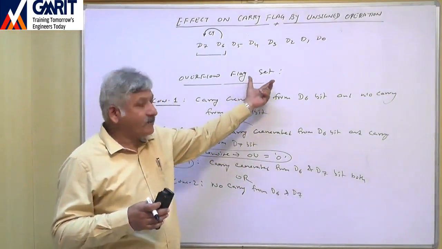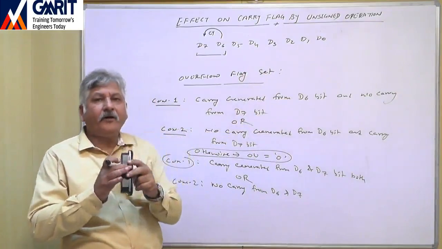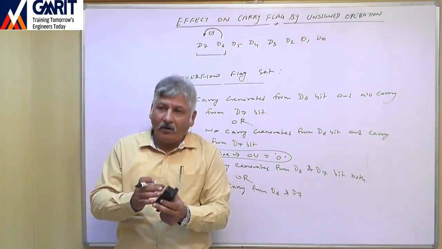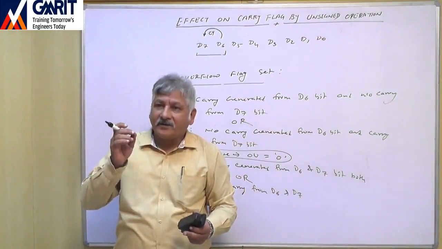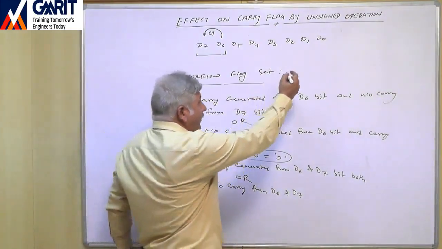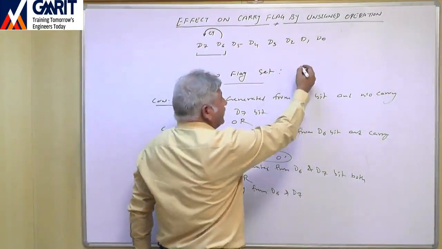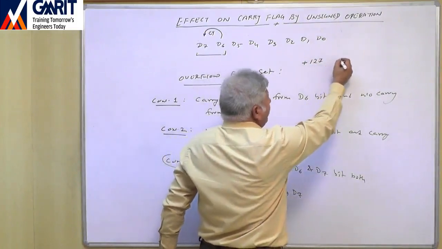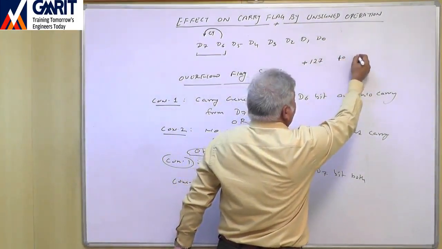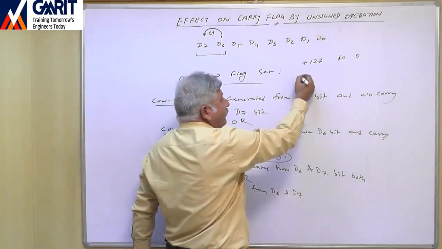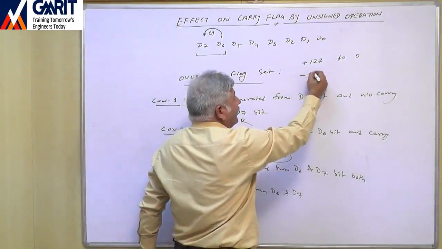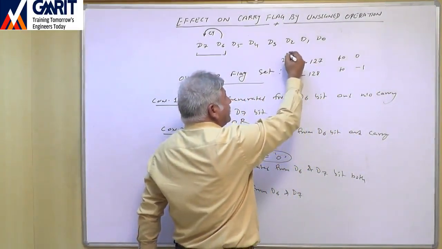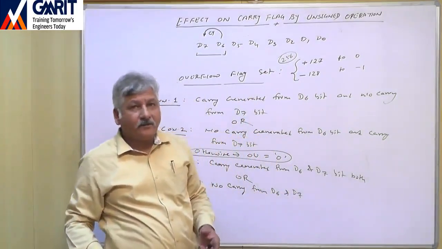And once the overflow flag sets, it indicates that whatever result is there in 8 bits is beyond the storing capacity of the 8-bit number for signed numbers. Because we know that for an 8-bit signed number, we can represent +127 to 0 for the positive numbers, and for the negative numbers -128 to -1. So we can represent these 256 numbers if we have an 8-bit signed number.